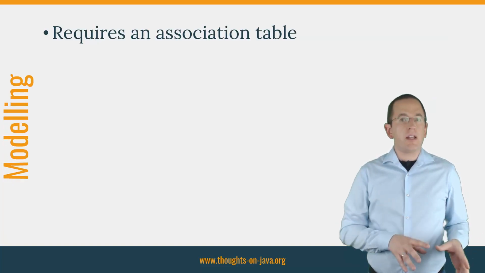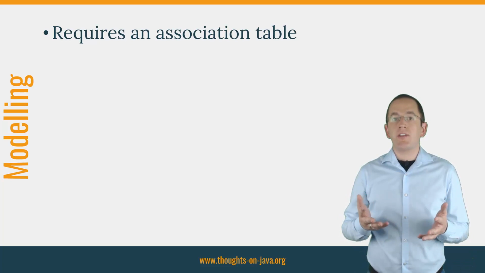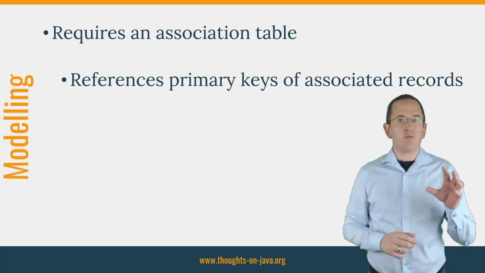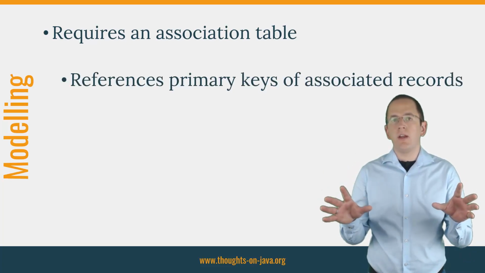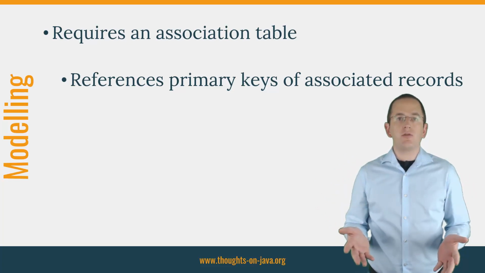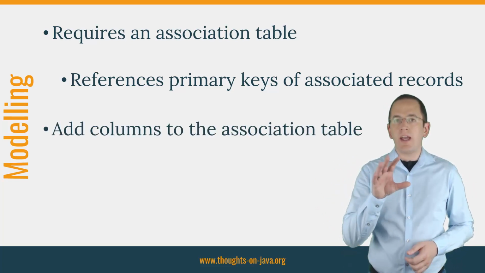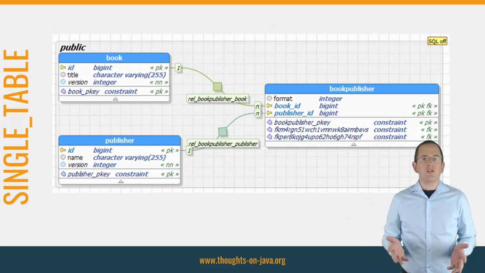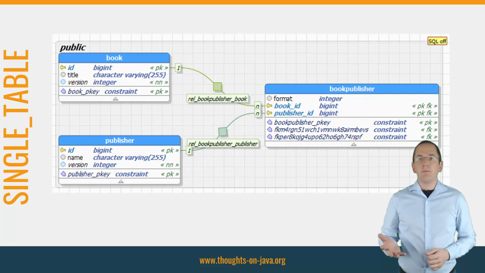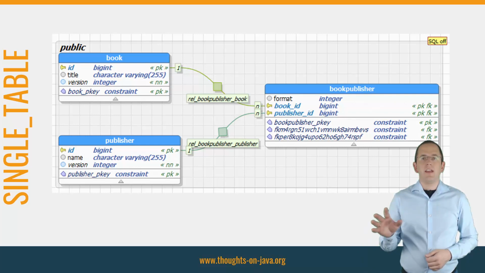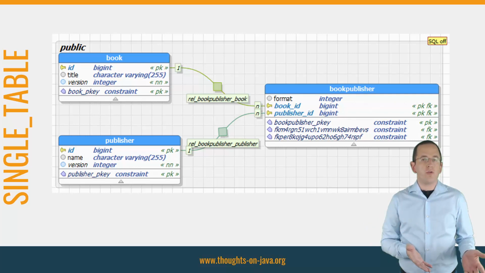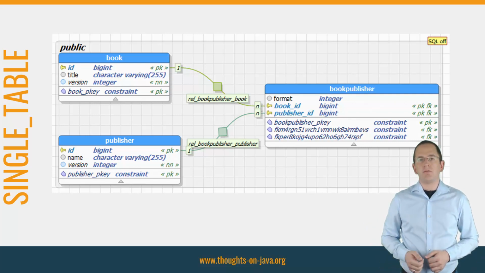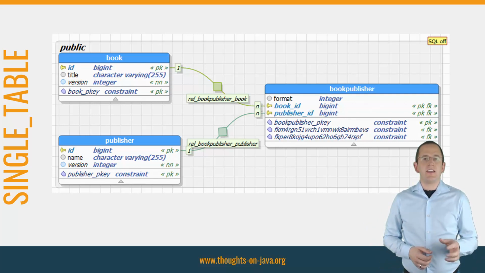Modeling a many-to-many association in your table model requires an association table that references the primary keys of the associated records. If you want to store any additional information for this relationship, you can do that by adding columns to the association table. You can see an example of such a relationship in the following diagram. You can publish a book in different formats like ebook, paperback, and hardcover. Each format can be published by a different publisher. That's why the format is stored in the format column of the book publisher table. Let's take a look at it in the IDE.